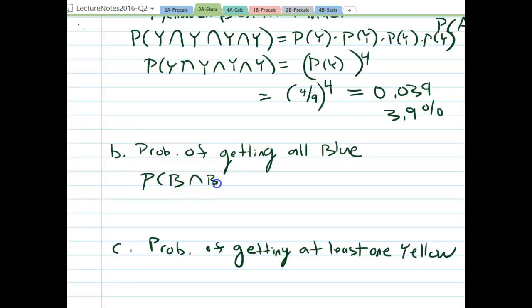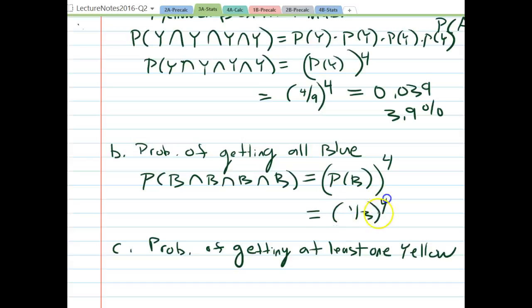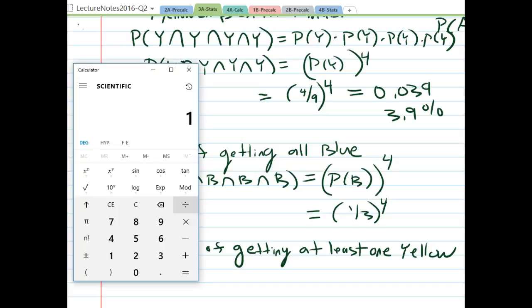Blue and blue and blue and blue. Well, that's going to be the probability of pulling a blue chip on one pull repeated 4 times, to the 4th power. Now, there's 3 blue chips, so that means there's a 3 out of 9, or 1/3 chance. So I've got 1/3 raised to the 4th power.